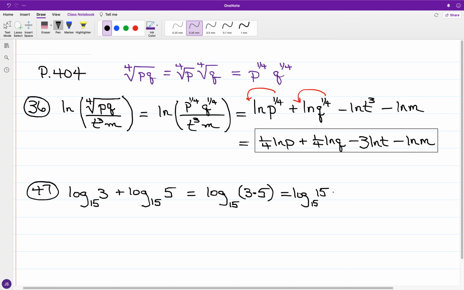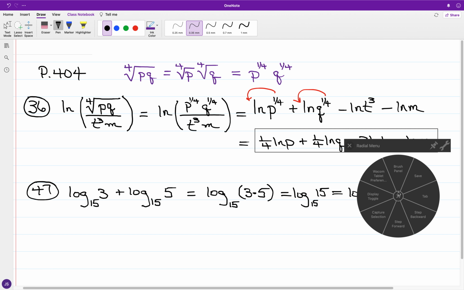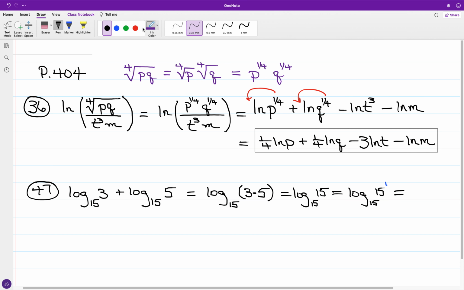Now we don't have any power explicitly expressed, but you read just 15 in the base as 15 to the first. And base a log of a to the x goes to x, where in this particular case your x value is going to be 1.